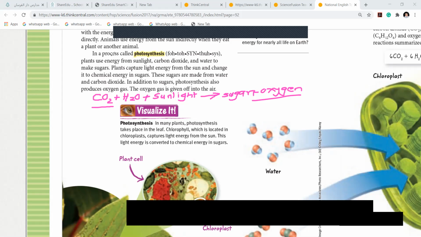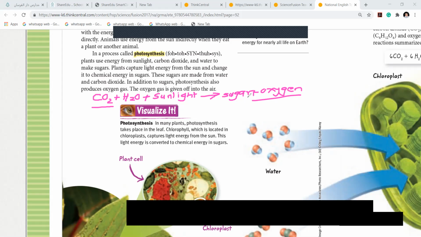You can read this. When you read this, you can see everything in this equation. We call this an equation. When you see plus sign and you see this arrow mark, we call this an equation. So plants capture light energy from sun and change this to chemical energy.